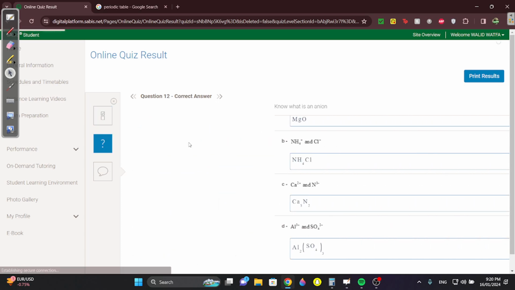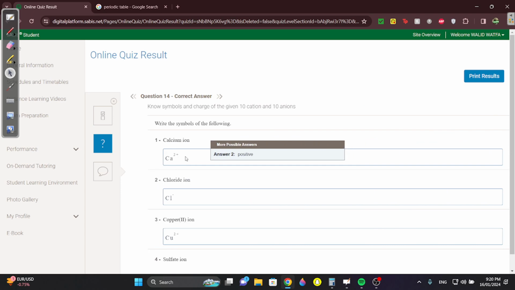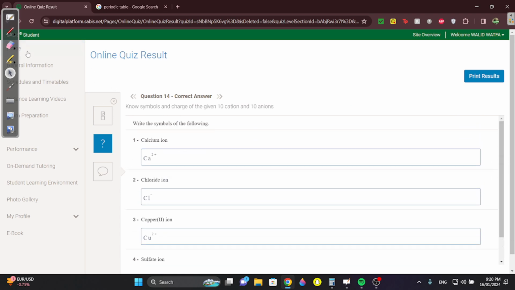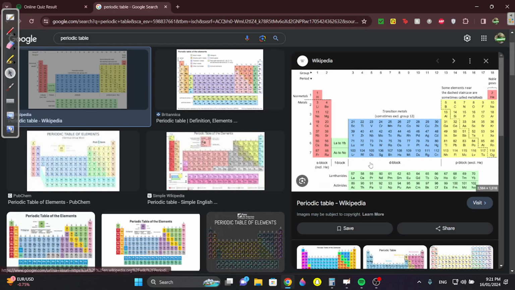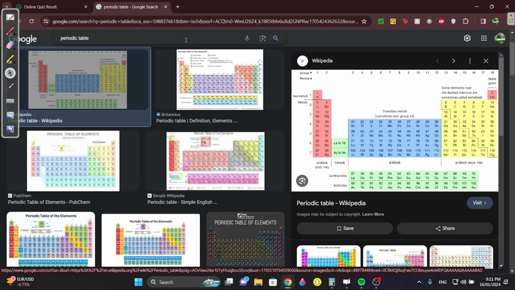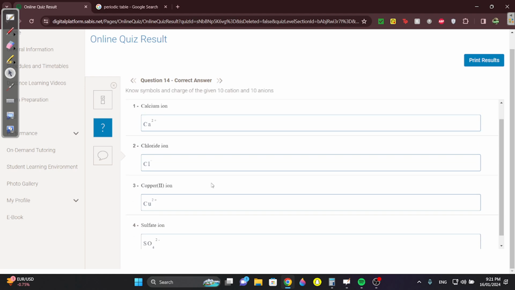Question 12. An anion is negative, and a cation is positive. And 14. Now you have to write them with the charge. Calcium is Ca2+ from the periodic table, since calcium is group 2. Chloride is group 7, so Cl−. Copper, you memorize this, because it's a transition metal. It isn't in any of the tables. You just have to memorize this.